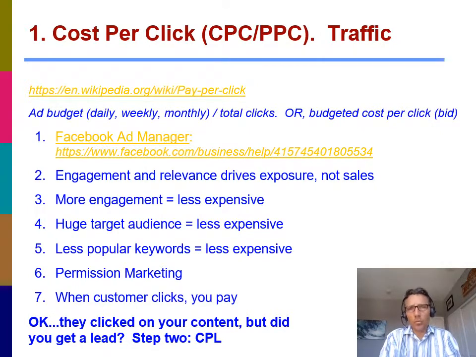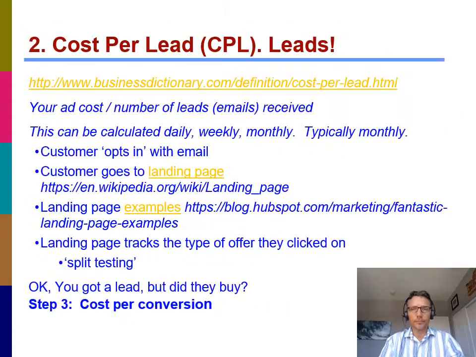So here we are at step 1, cost per click. We've generated some traffic. Okay, so they clicked on your content, bottom of your slide here, but did you get an actual lead? Let's go to step 2, cost per lead. Step 2 is when we have an actual lead. So congratulations, they clicked on our stuff and they actually liked our content, whatever free offer we had, our link bait stuff, and they gave us their email. So now we can actually market to them directly.